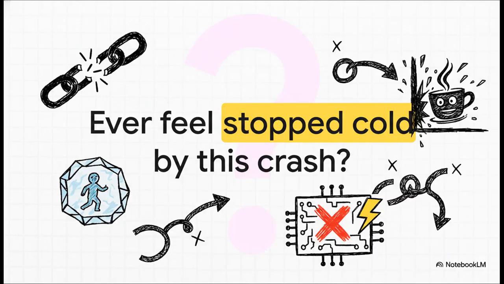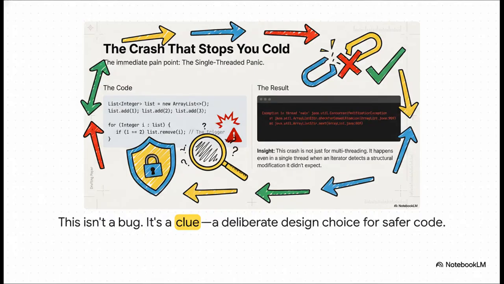Yeah, you know this one. That sinking feeling when you see the dreaded ConcurrentModificationException. It just stops your app dead in its tracks. But what if I told you that crash isn't what you think it is? What if it's actually trying to help you? That's right, this isn't a bug, it's a feature. It's a deliberately designed warning sign that's there to stop you from accidentally corrupting your data. And today, we're going to figure out exactly what that clue means.